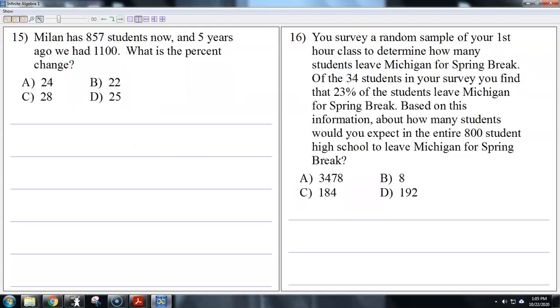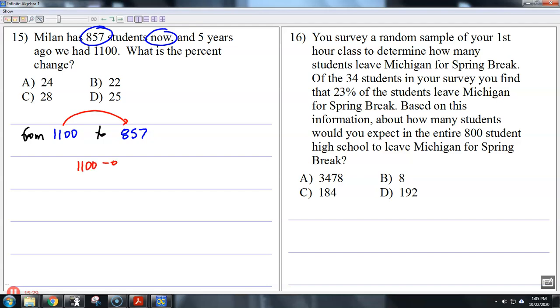Next, number 15. Milan has 857 students now. So that's now, 857. 5 years ago, we had 1,100. So, what am I doing? We went from 1,100 to this. So we decreased. What is the percent change? Well, to find the percent change, we got to figure out how much did we drop. So let's minus that out.